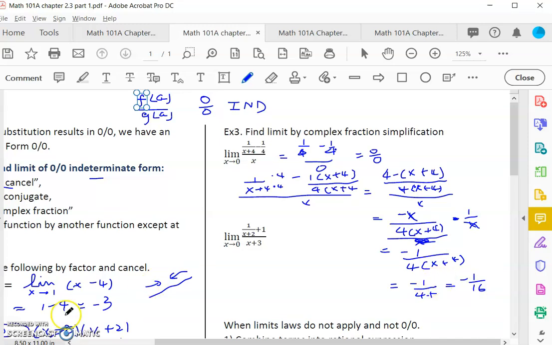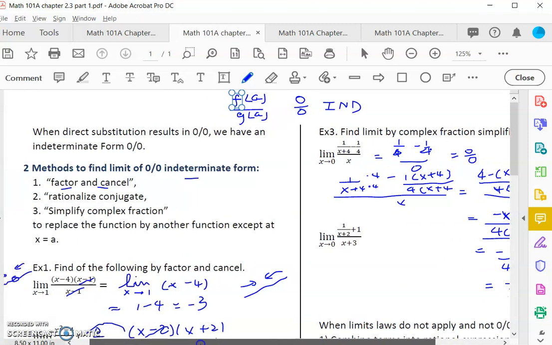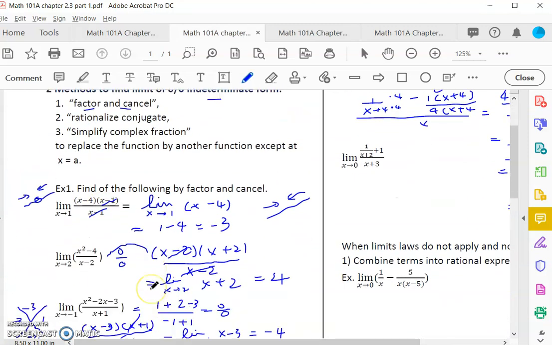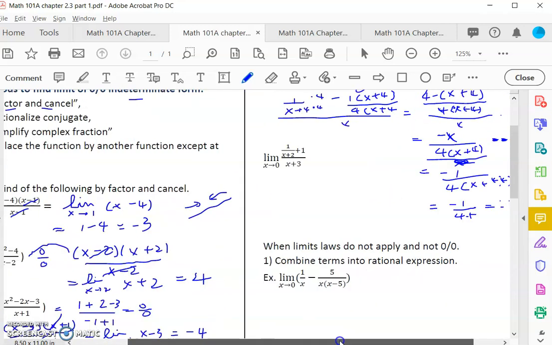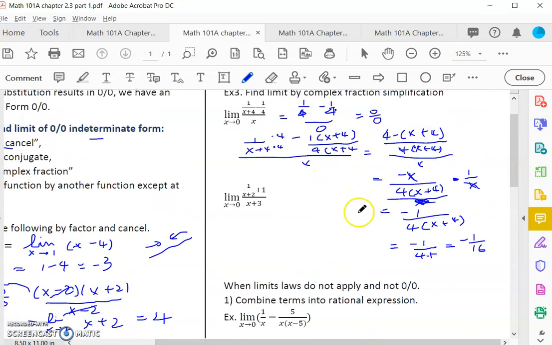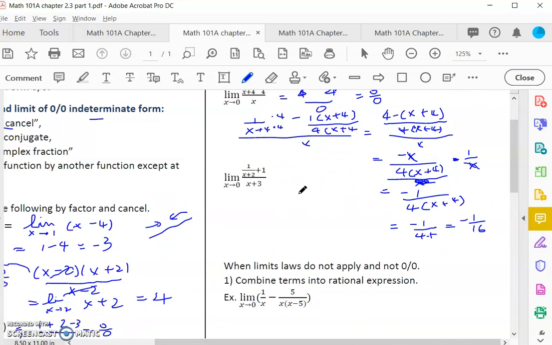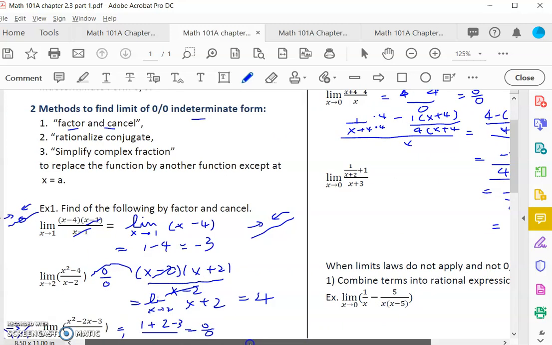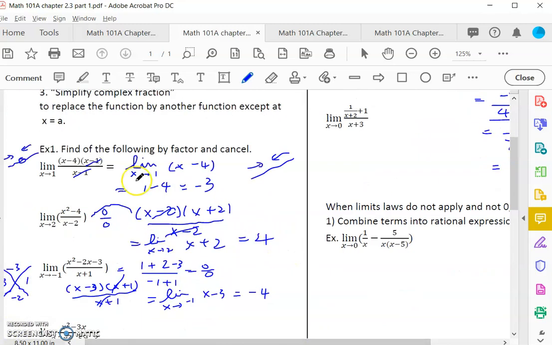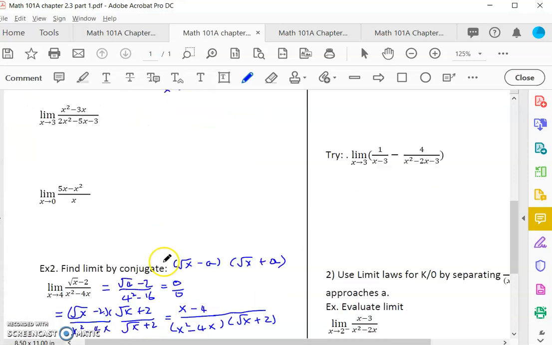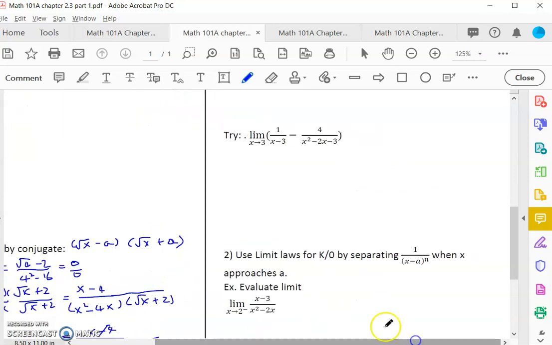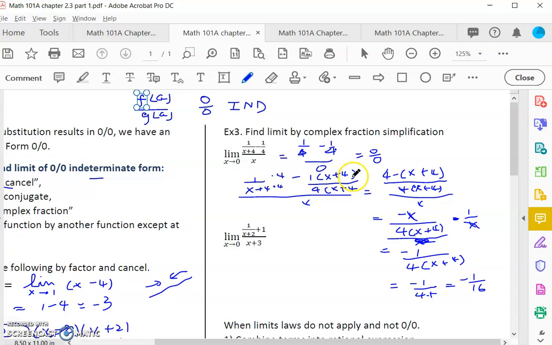So these are the methods that we use when we want to calculate a limit analytically for rational polynomial functions or complex functions that are rational polynomial type. If they are not 0 over 0, we use substitution. If they are 0 over 0, we use either factor and cancel, multiply by the conjugate, or simplify the complex fraction. And that would give us the exact value of a limit.